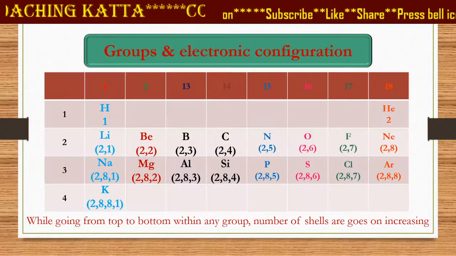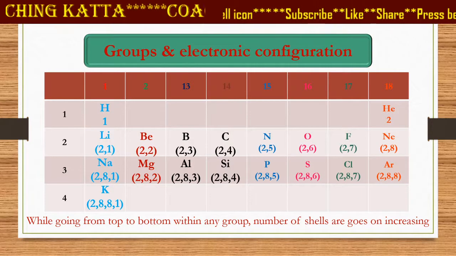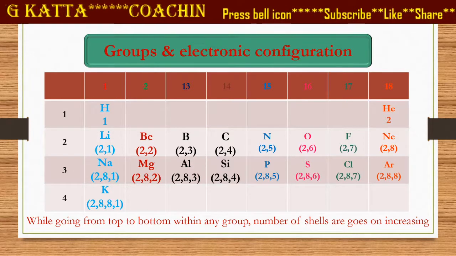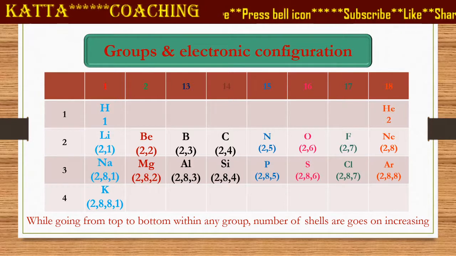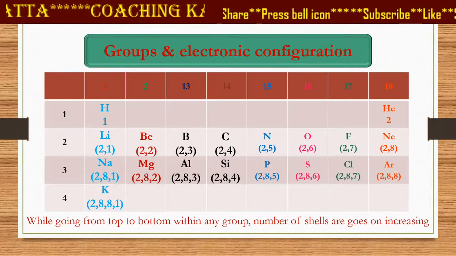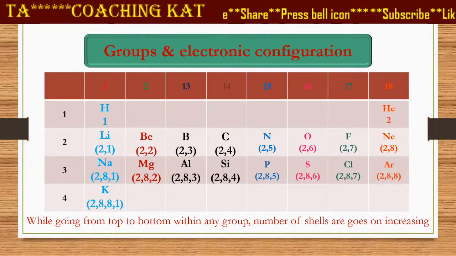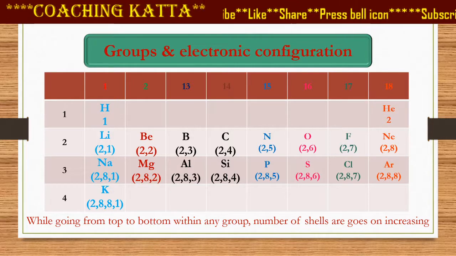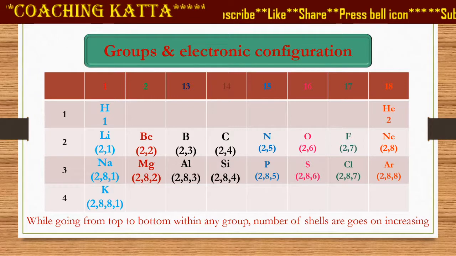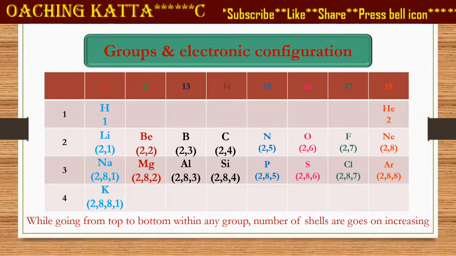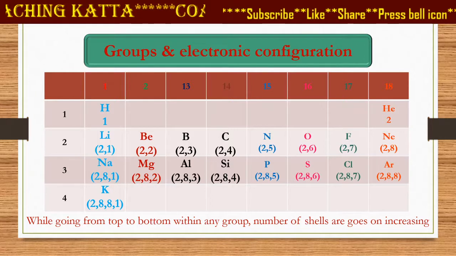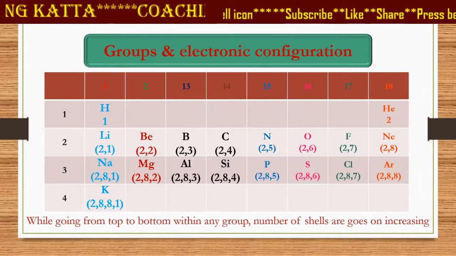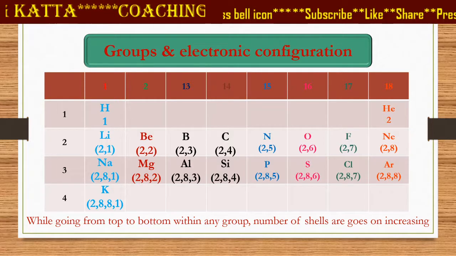Think about it. Now, modern periodic table and electronic configuration. Within a period, the neighboring elements differ slightly in their properties, while distant elements differ widely. Elements in the same group show similarity and gradation in their properties. These characteristics of groups and periods are because of the electronic configuration of elements. Electronic configuration decides the group and period in which the element is to be placed.